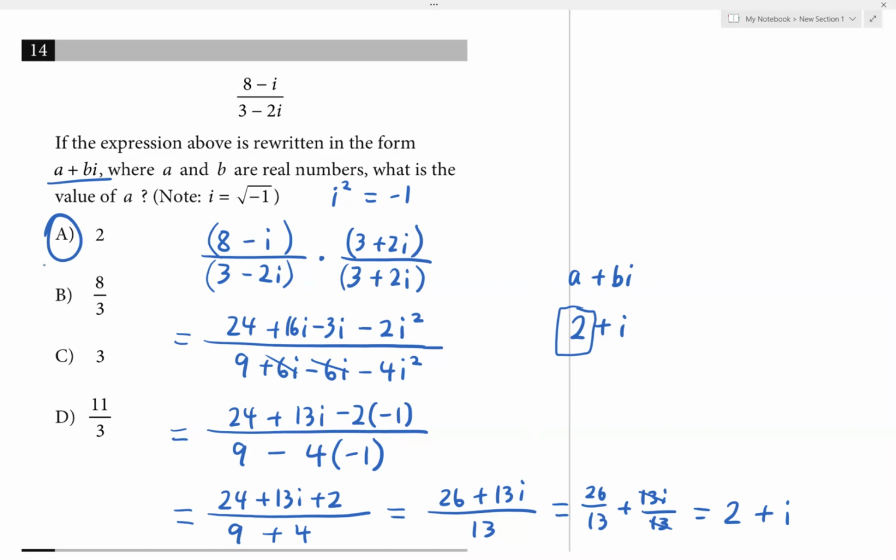This looks a little bit intimidating, a little bit complex, but it's always the same method for this type of question. Always multiply by the conjugate of the denominator on the top and the bottom, and then multiply out and simplify from there. So for this question, the answer is A.